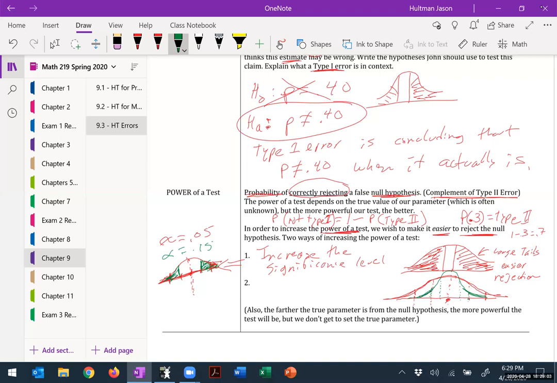Which one's going to get me wider tails? Think about my sample size. If my sample size is small, or my sample size is big, which one of these is going to correspond to small sample size, and which one's going to correspond to big sample size? Let's start with the red one first. For the red one, the sample size is small.